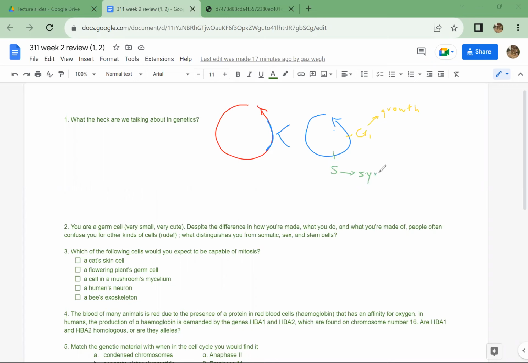Why is the pen doing this? S stands for synthesis. I have to write in cursive because it doesn't like me tapping the screen.